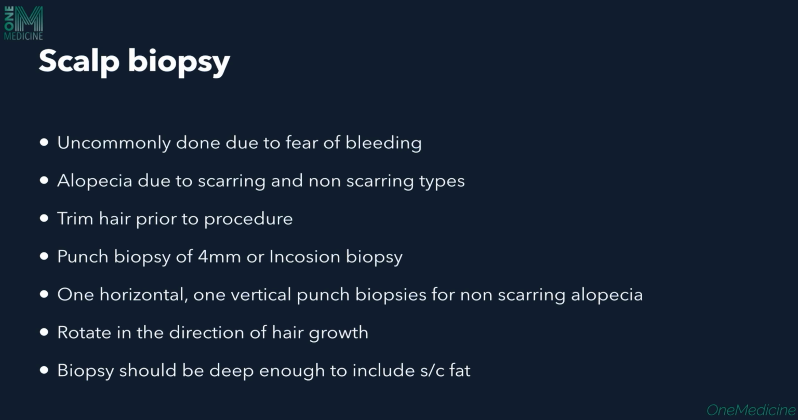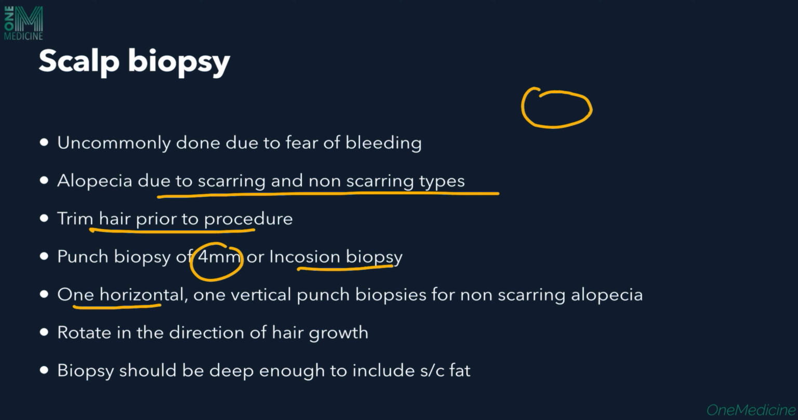Scalp biopsy, it's very uncommonly done because of the excessive bleeding that we see, because scalp is a vascular structure. It is done in cases of alopecia, which is due to scarring or non-scarring types of alopecia. You have to trim the hair before the procedure. A 4 mm punch biopsy is obtained. Incision biopsy can be done. After you obtain the biopsy, the technician has to be told to do horizontal as well as vertical sectionings of the biopsied material.